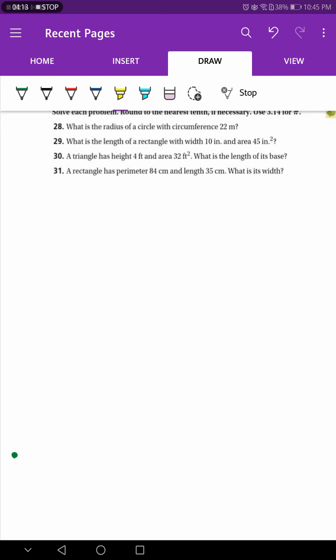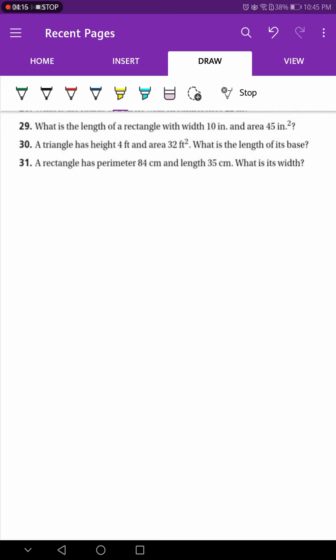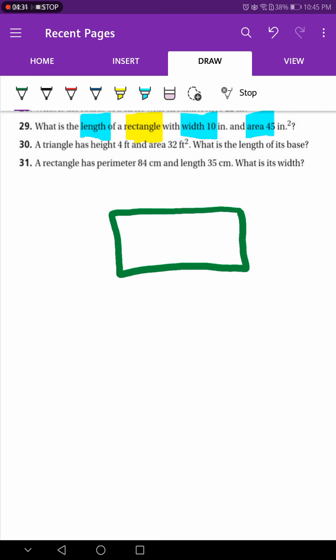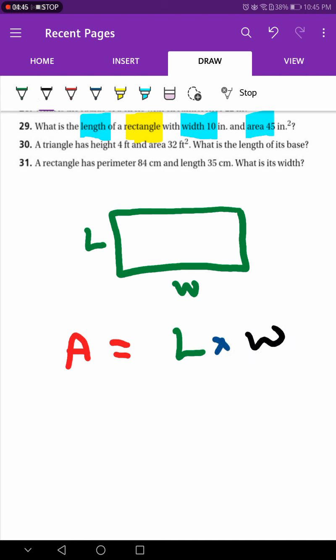Now 29, it's talking about a rectangle. What is the length of a rectangle with a width 10 and area 45? You know, any rectangle in the world has a length and width. And to find the area, you just multiply length by width.